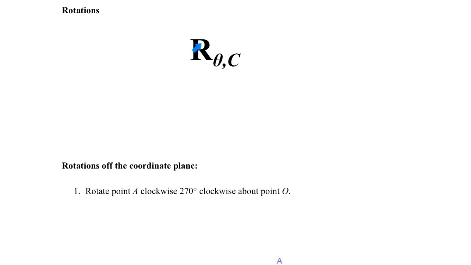So what you see here is a giant capital R. That is the symbol for rotation. And then we have these two subscripts. Together, these are what I call parameters. The reason why is because when you give a rotation, I need to know two things. I need to know the degrees of rotation, how far you want me to turn it, and what direction.